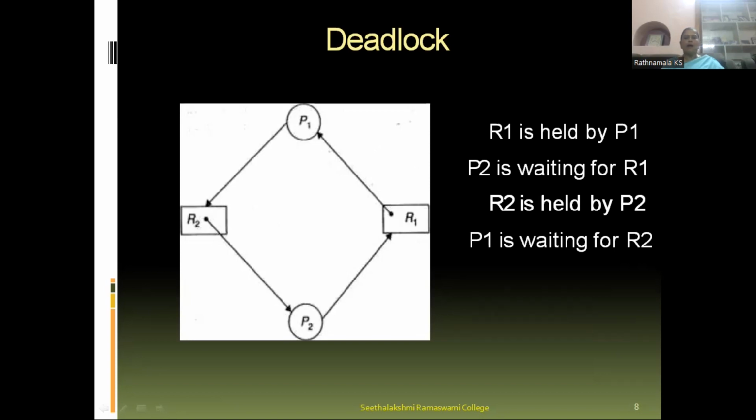So what is the situation now? R1 is held by P1, but P2 is waiting for R1 to complete the process. R2 is held by P2, but P1 is waiting for R2 to complete the process. Both processes do not know that R1 and R2 are held by each other, so they will never complete. Both processes will be in the waiting state indefinitely because they are locked between each other. This situation is called deadlock.